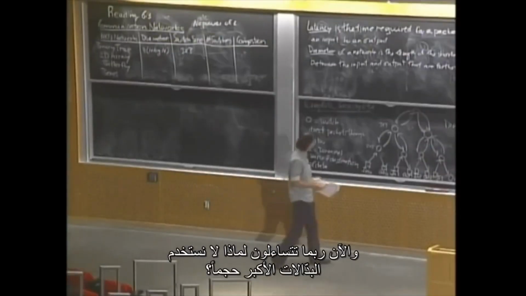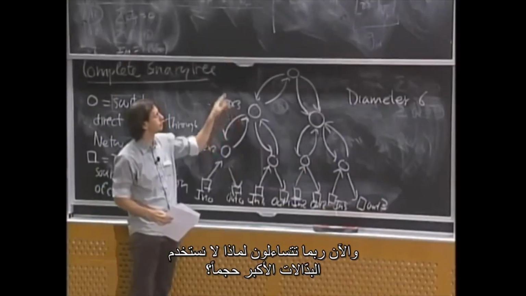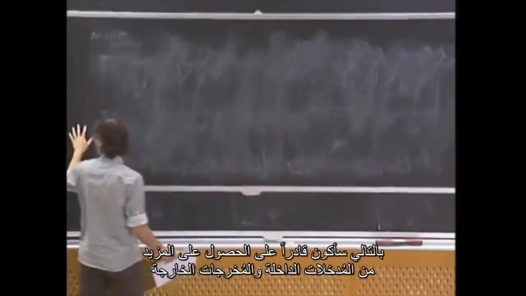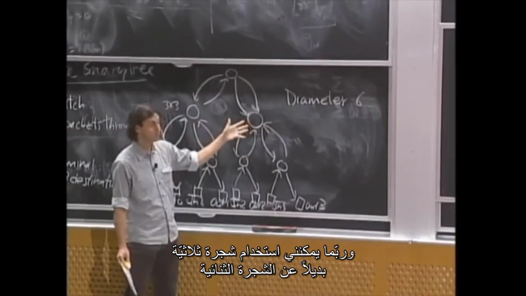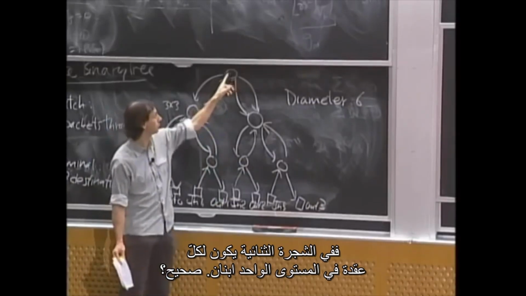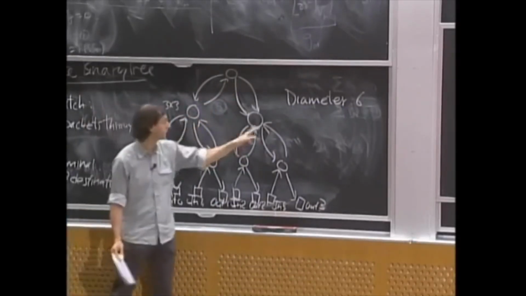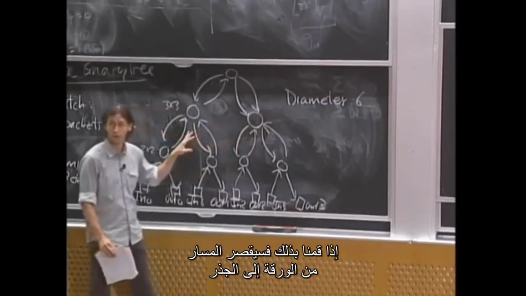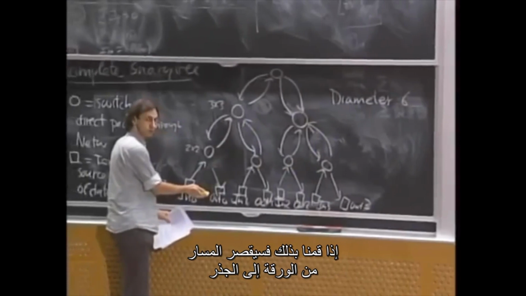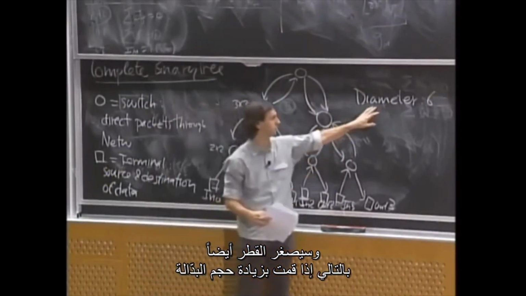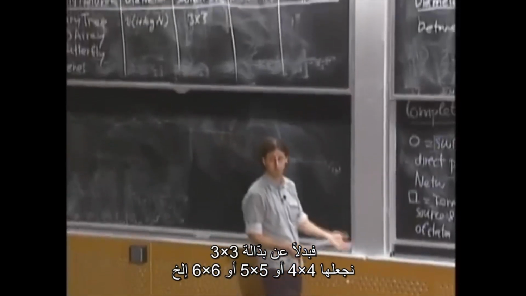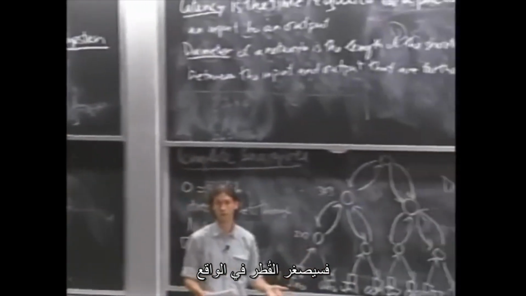Now you may say, why don't I use a larger sized switch? That would help me a lot, right? If I could use, say, a 4 times 4 switch, then I would be able to have more inputs coming in, more outputs coming out, and I can maybe use a ternary tree rather than a binary tree. In a binary tree, every node at a level has 2 children, right? But we could design a tree that has at every level 3 children. Then we can use 4 times 4 switches. If we do that, then the path from the leaf up to the root is getting shorter and the diameter gets smaller. So if I increase the switch size, so rather than 3 times 3, we look at 4 times 4 or 5 times 5, 6 times 6, and so on, then the diameter will actually reduce.